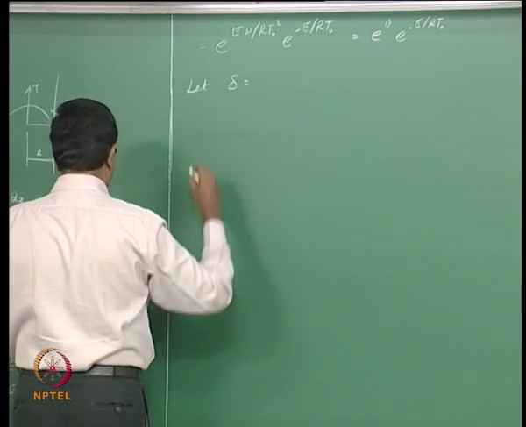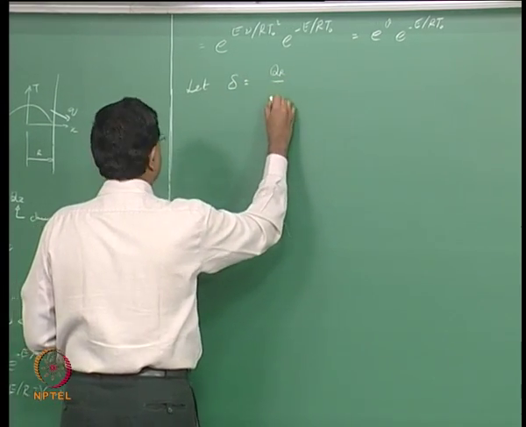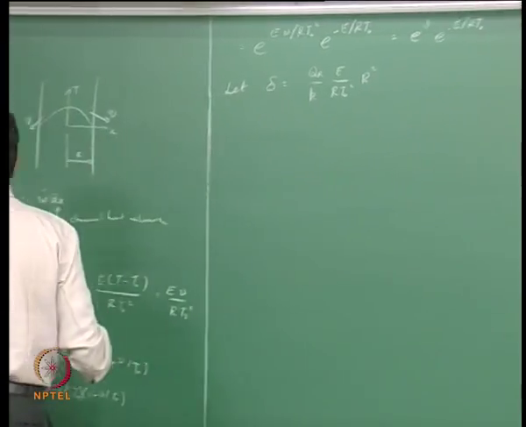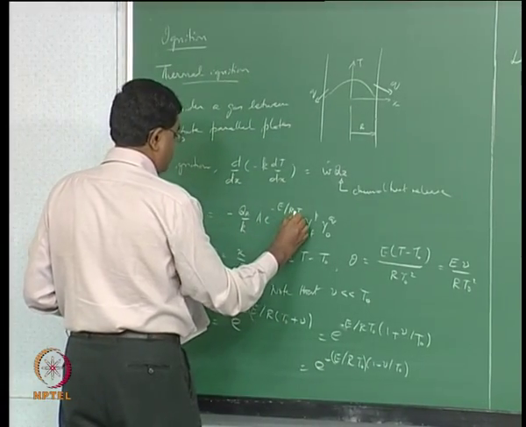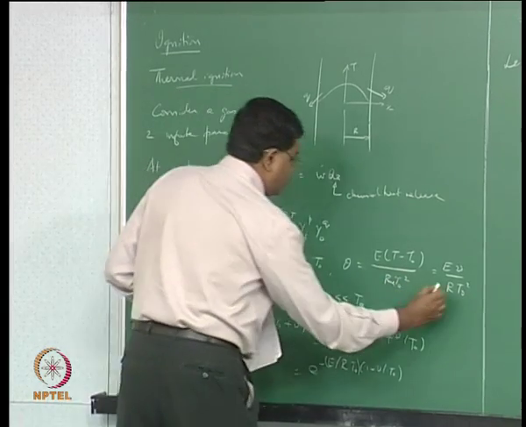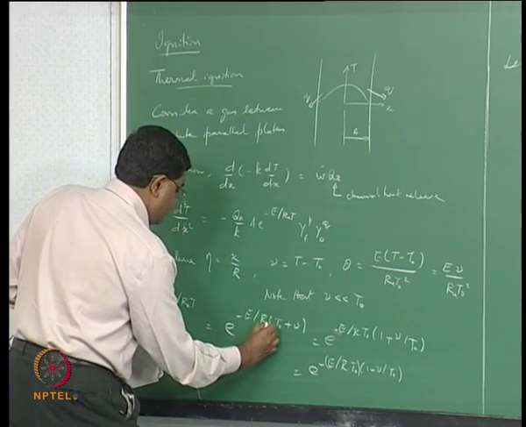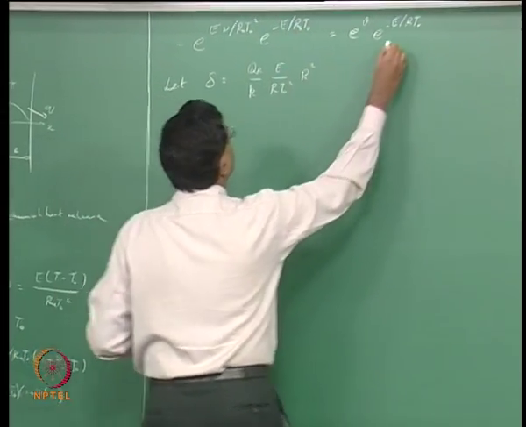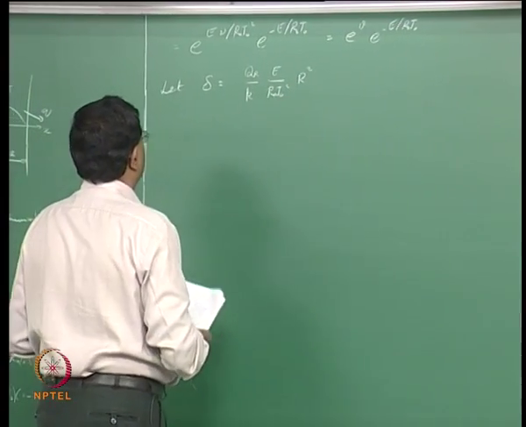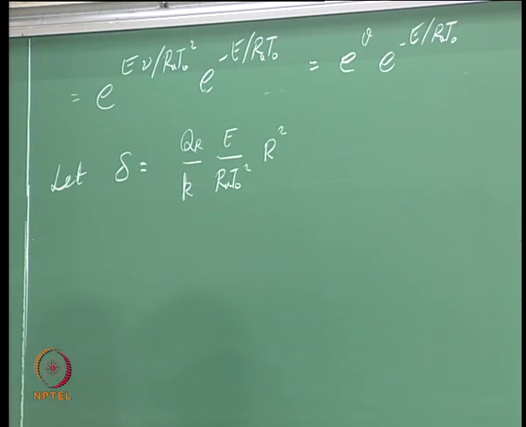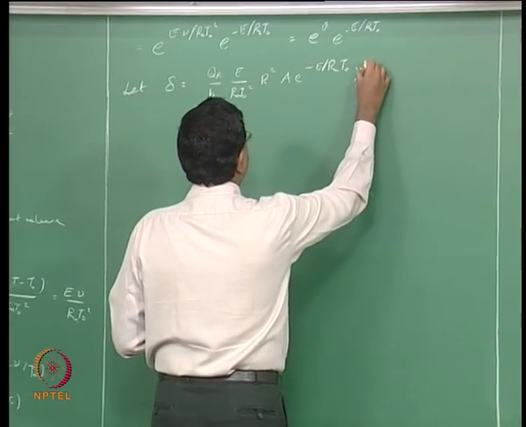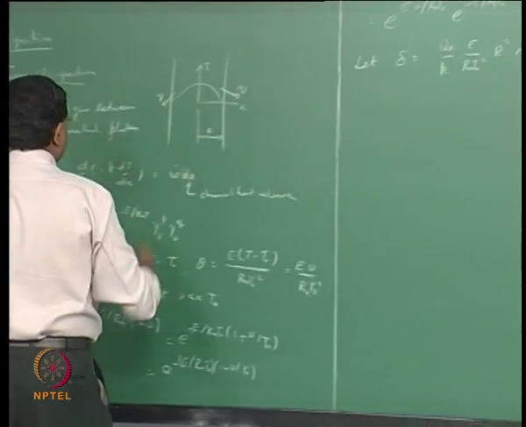Okay. Now let delta equal q_R over k, E over R T naught squared, capital R squared. Well, maybe again I'm mixing up symbols, so we should go back and write this as R_U, R_U, R_U. There are plenty of places where we need to make this correction. So delta equals q_R over k, E over R_U T naught squared, capital R squared, A e to the minus E over R_U T naught, Y_F to the power p, Y_O to the power q. So just in case, maybe we can go back and put q-dots there.